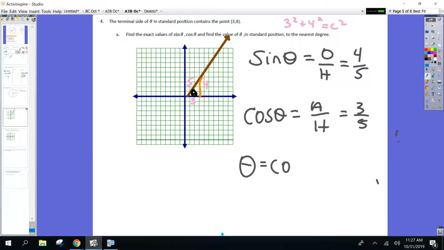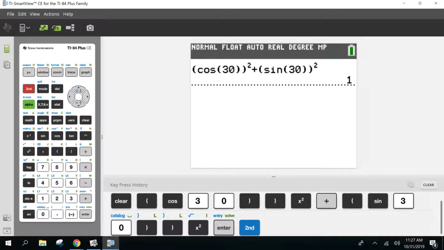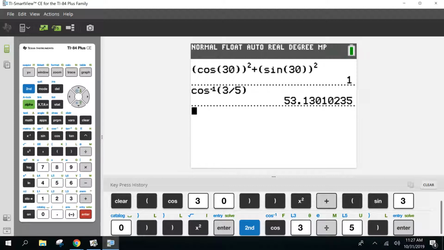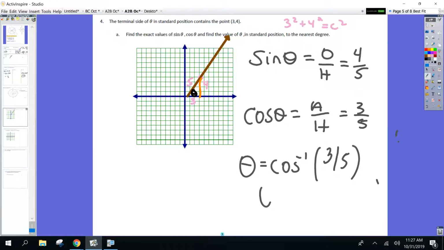So everybody right now to find theta, we're going to do the inverse of cosine, but plug in what into our calculator when it asks for it? What do we find cosine to be? 3/5. All right, I'll do it with you. Inverse cosine 3/5. So that angle, what does it ask me? Nearest degree in the directions? Okay, so what do you got? 53 degrees. Yep. And if you chose to do sine instead, you'd still get 53 degrees.